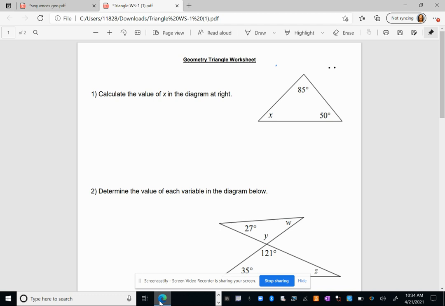The other thing you can always do is do your work on a separate piece of paper if you're having problems. Just draw the picture on a piece of paper and then send me a picture of that. All right, here we go.